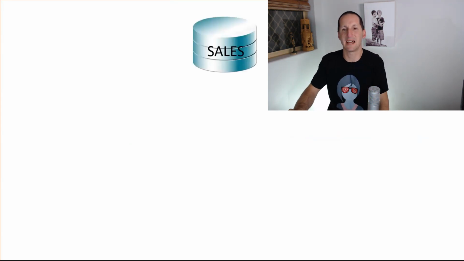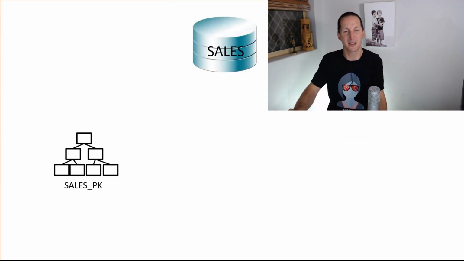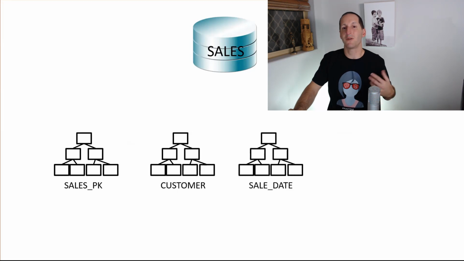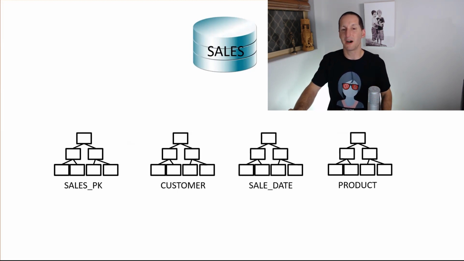You have a table called sales, and if it's got a sales, it's probably got a primary key, because most good tables have a primary key. But you might want to do queries by customer. So you'll have a customer index. And then you might want to query, for example, this week's sales. So you'll probably have a sales date index. You might want to query by product, and then you'll have a product index. And you can see how these things occur.